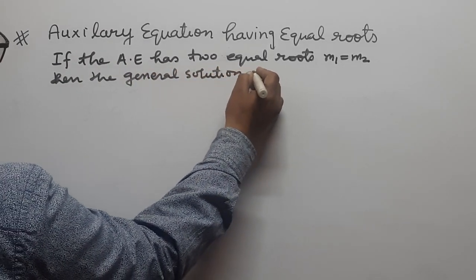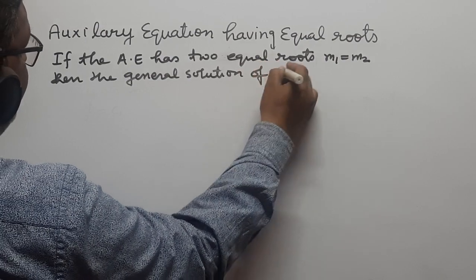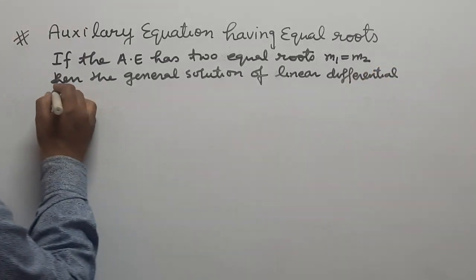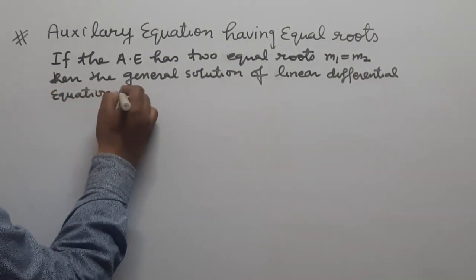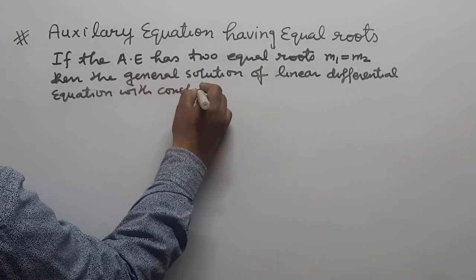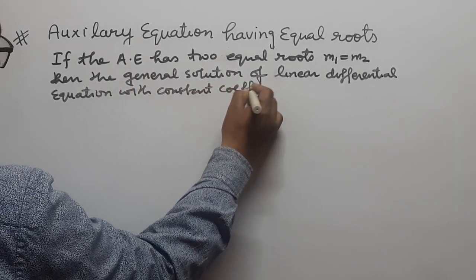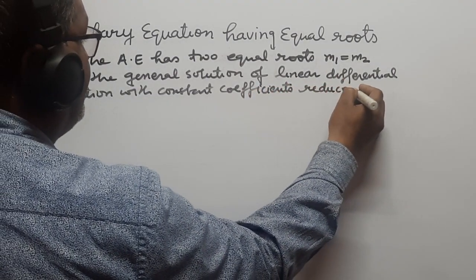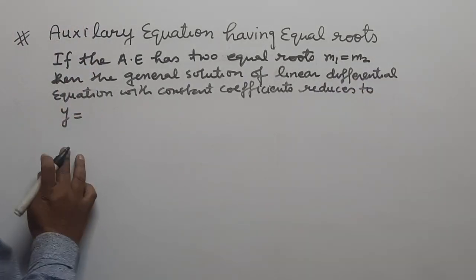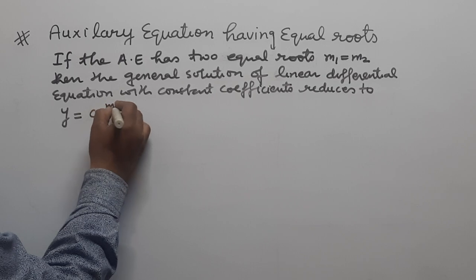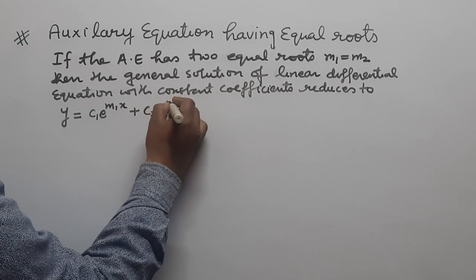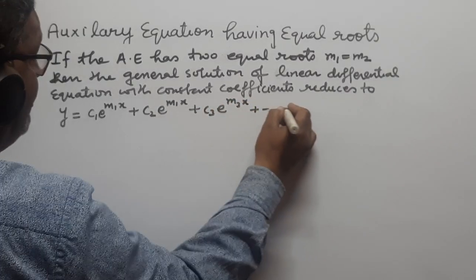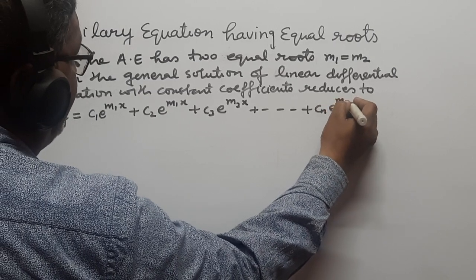of a linear differential equation with constant coefficients reduces to y is equal to c1 e to the power m1x plus c2 e to the power m1x plus c3 e to the power m3x plus and so on cn e to the power mnx.